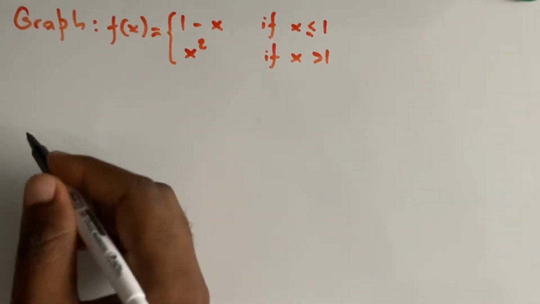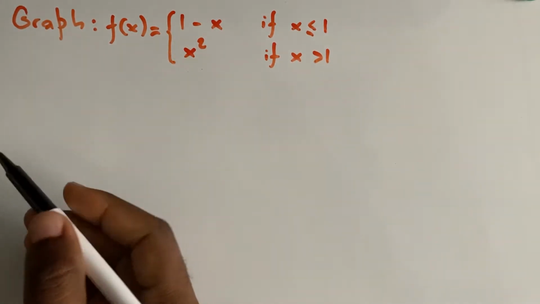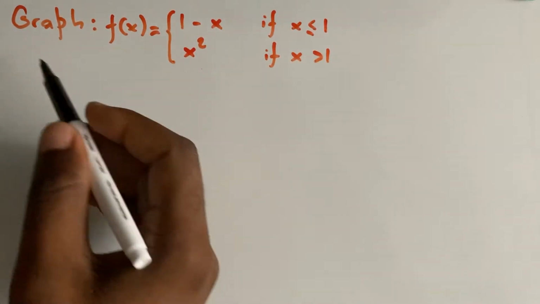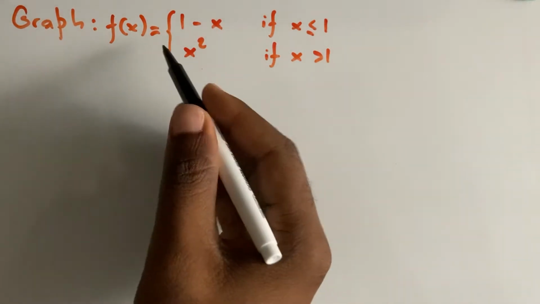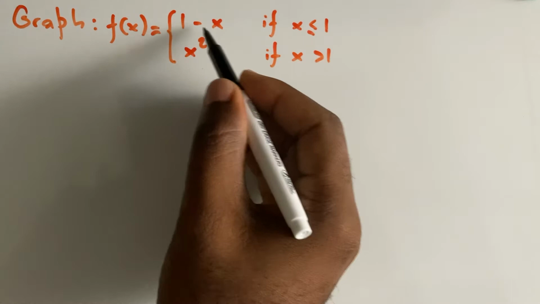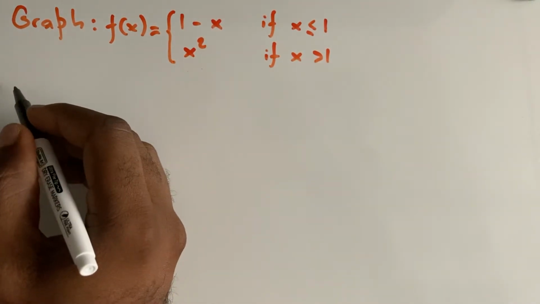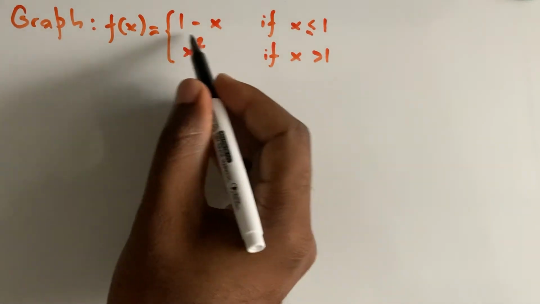Hello guys, in this video I'm going to show you how to graph a piecewise function. In this case, it's called piecewise because it's a function by pieces. In this case, you will see two pieces here. The best way to graph those is to try to graph each piece by itself.